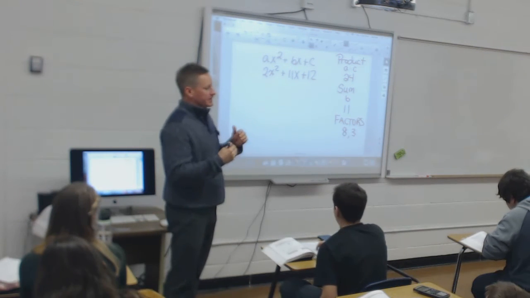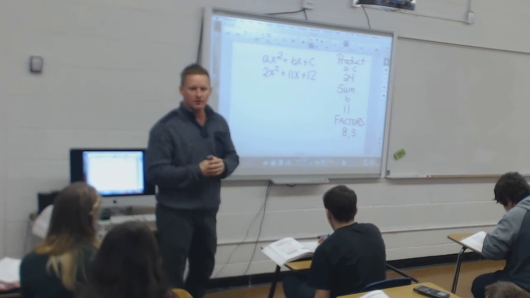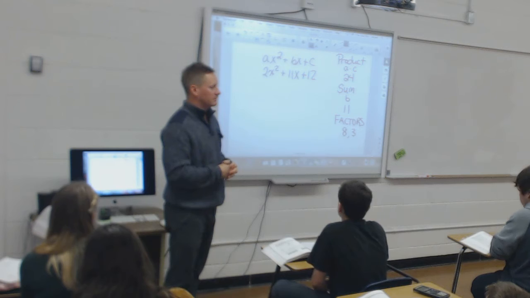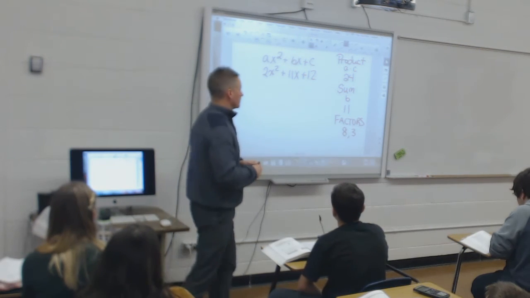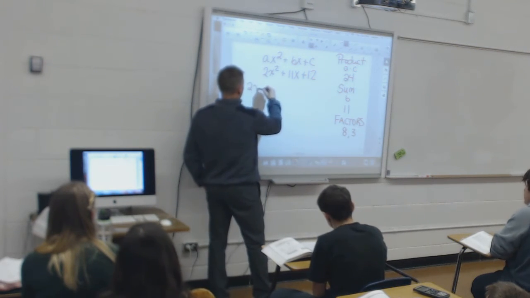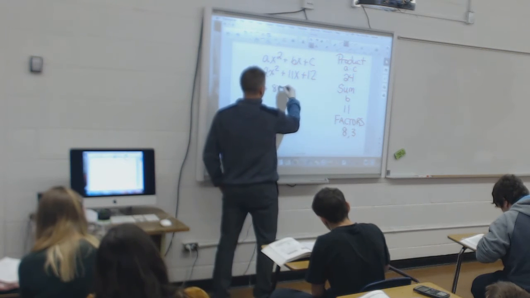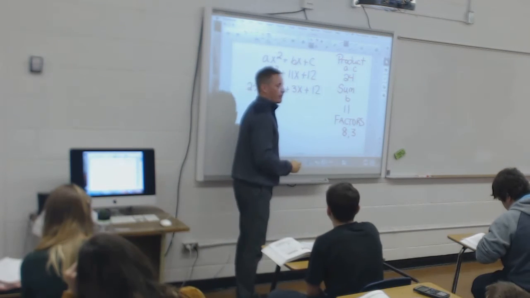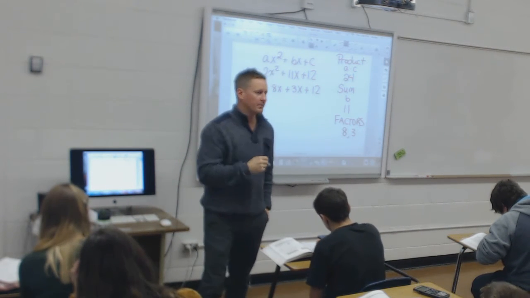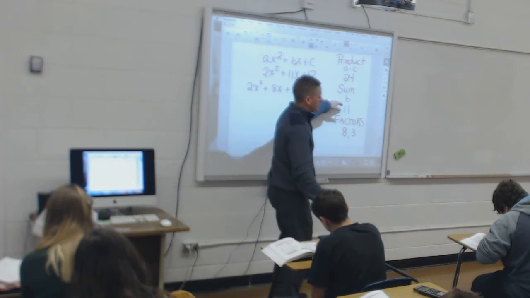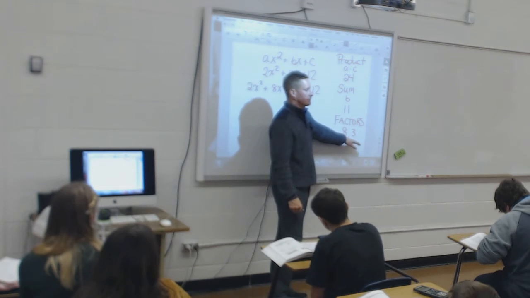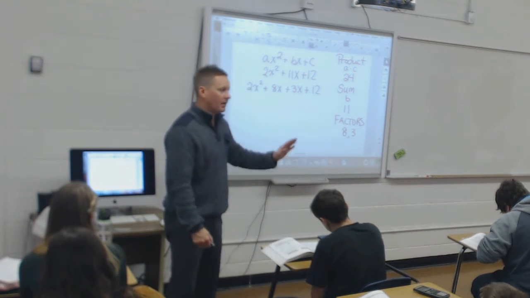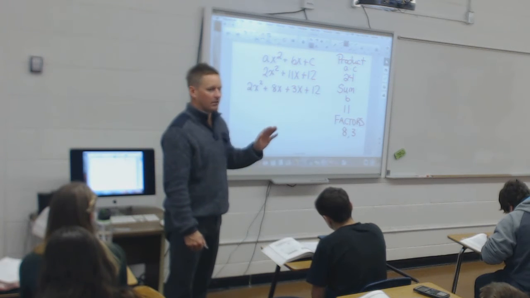Now what I do is I rewrite this expression out, and without the 11x, I want to put the 8x and the 3x in there instead. Okay? So it's going to look like this. 2x squared plus 8x plus 3x add 12. Does everybody follow that? So all I did was replace my sum with my two factors. Okay? We all right? That's a big one. We're okay?